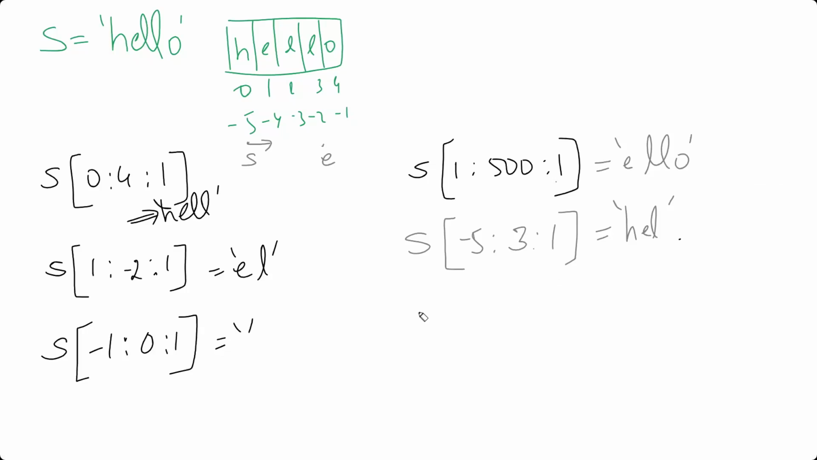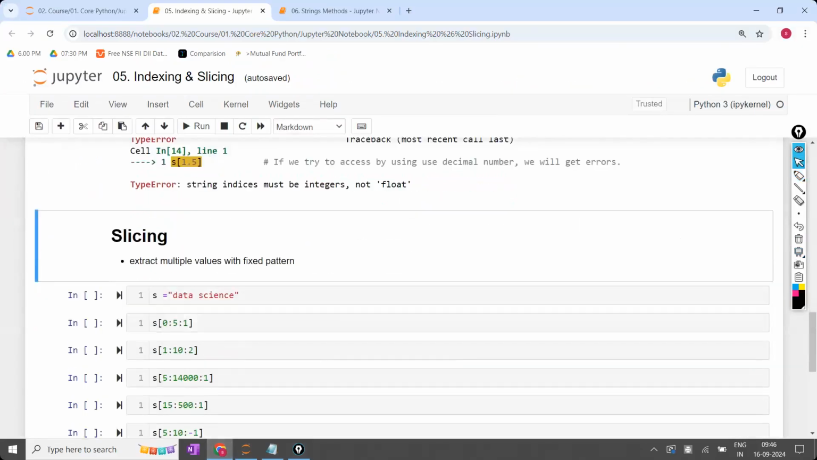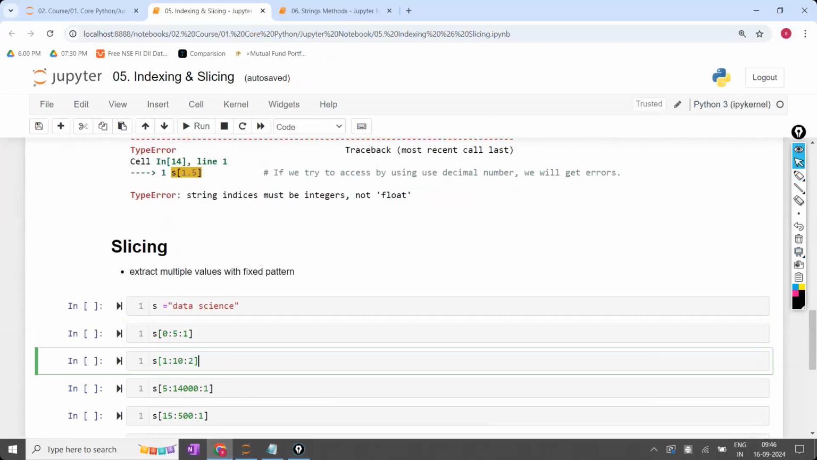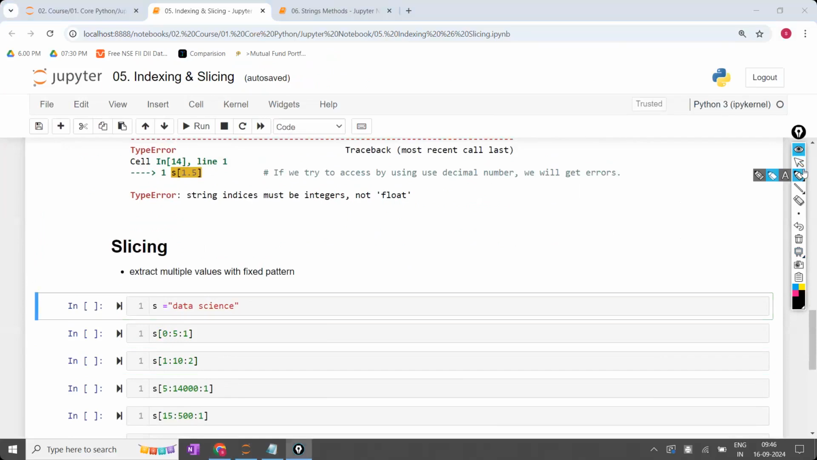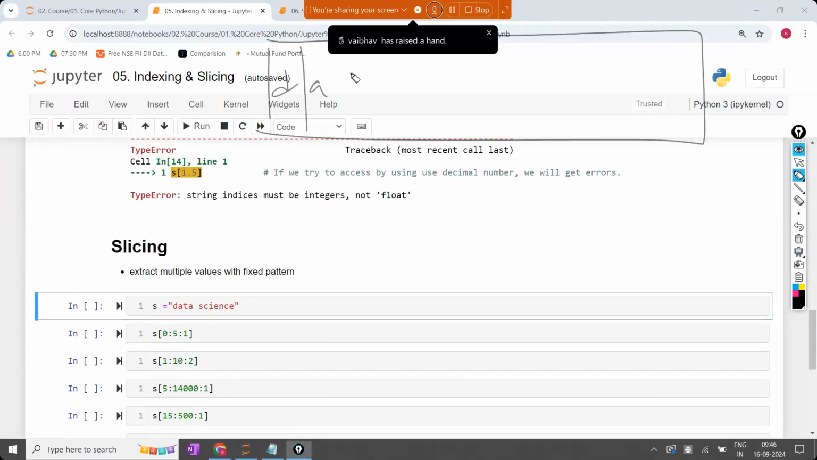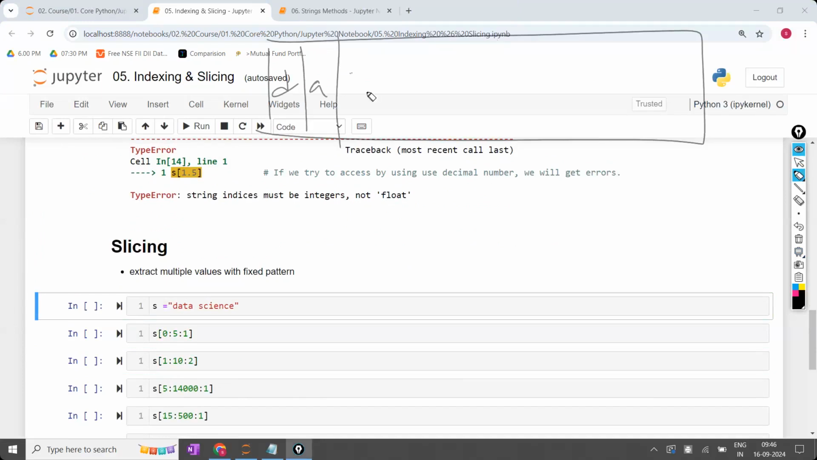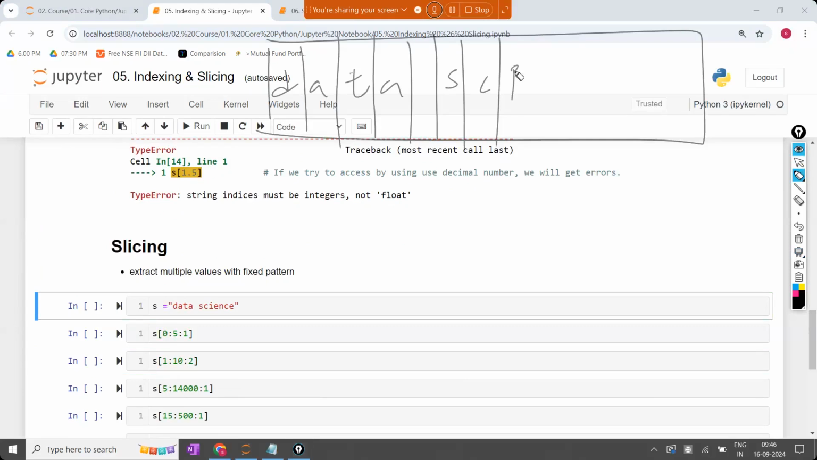Now, I'm going to take one more example. Let us take this one only. S is equal to data science. You tell me for this one. D, A, T, A, S, C, I, E, N, C, E. 0, 1, 2, 3, 4, 5.